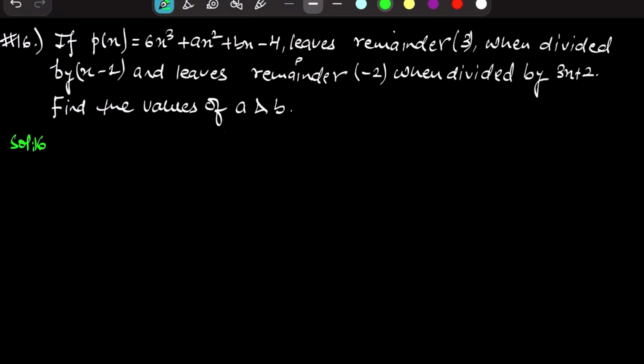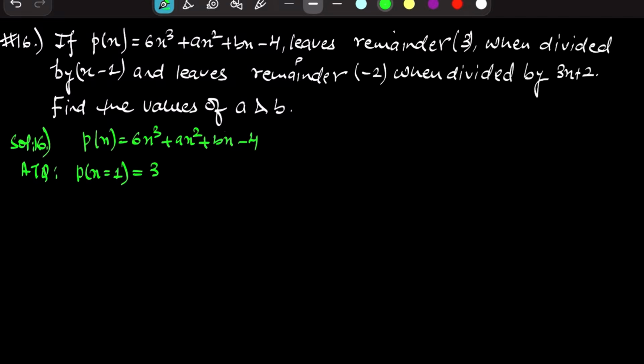This is our question number 16 in continuation with video number 1 and 2. So if you have not watched video number 1 and 2, go through them first so that you can understand these concepts easily. Okay, so p of x is a polynomial given to us as 6x cube plus ax square plus bx minus 4. Now according to the question, if I divide the complete polynomial by x minus 1, that is if I put x is equal to 1, my remainder is going to be 3. This gives us equation number 1. And if I put x is equal to minus 2 by 3 in the polynomial, I'm going to get remainder as minus 2. This is your equation number 2.